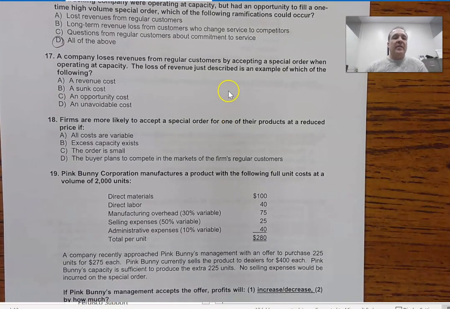Question 17 says a company loses revenue from regular customers by accepting a special order when operating at capacity.